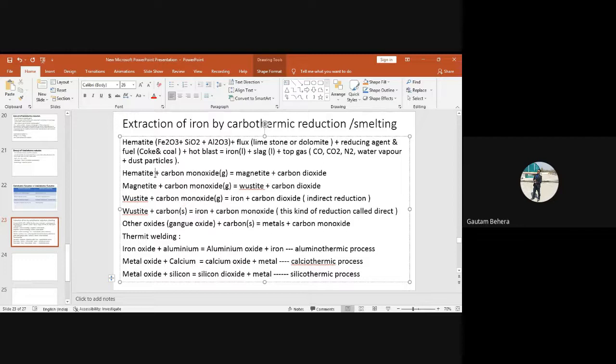And these are solids, obviously. The ore will be in solid form. And the wustite is solid, and sometimes the wustite may be liquid because of high temperature. So I think up to this it is clear.